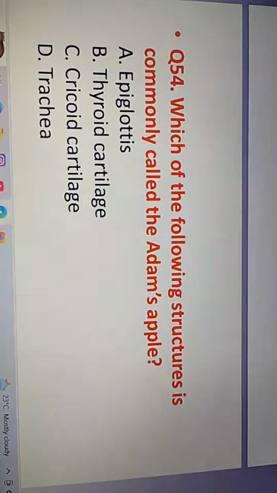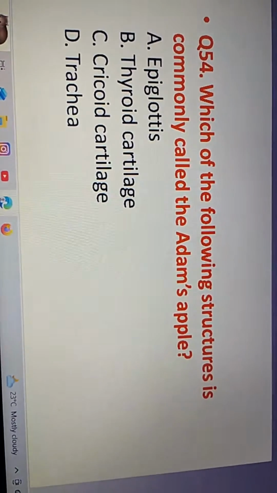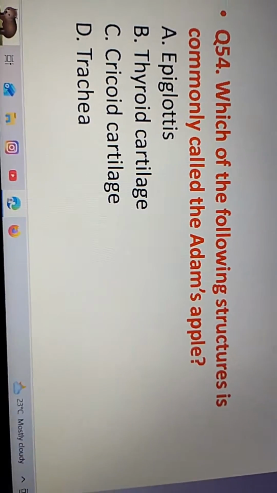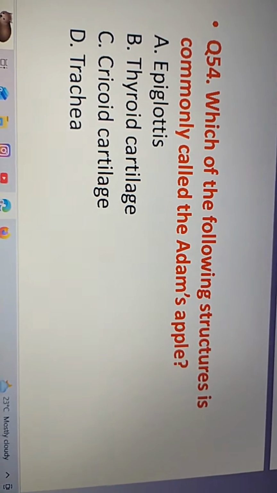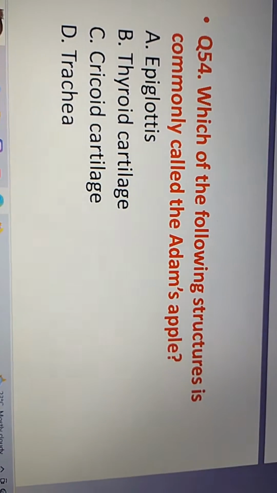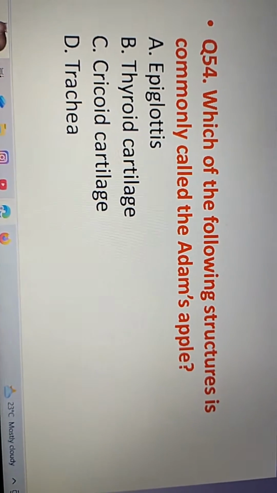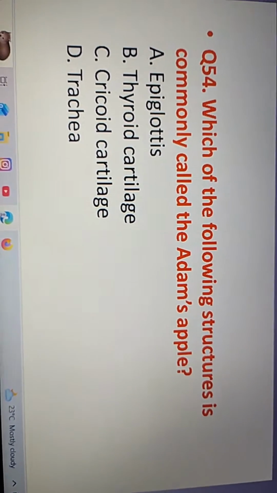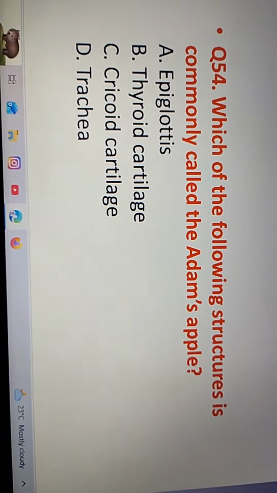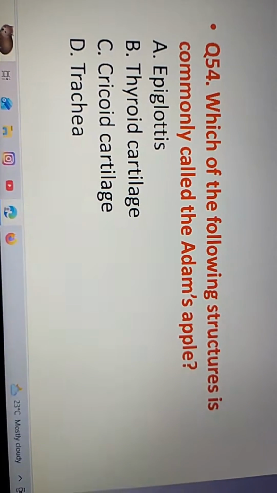The next question. Which of the following structures is commonly called the Adam's apple? Option A epiglottis, option B thyroid cartilage, option C cricoid cartilage, option D trachea.